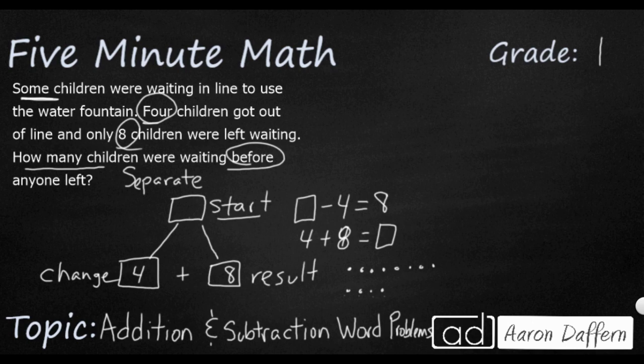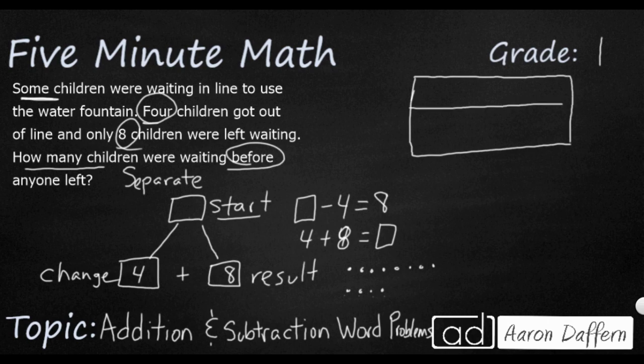How can we represent that in a part, part, whole? Well, we would do the same thing. We'd show the same relationship here. So your whole goes up on top, and that's our unknown. And then you can say, well, 4 kids got out, 8 kids are left. So it's kind of the same as a start, change, and result. And so 4 and 8 together, that does make 12. And so 12 is going to be the answer. That is the number of students we had at the beginning.